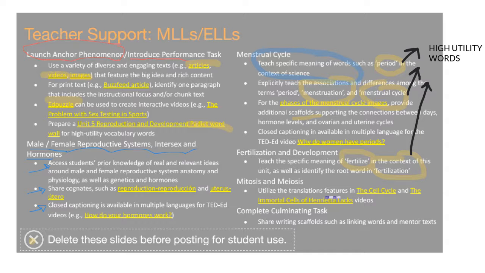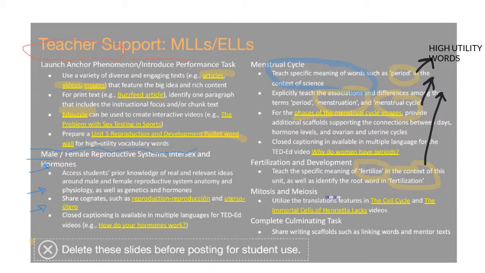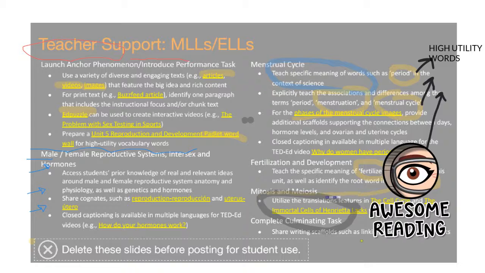You can also use different scaffolds and always make sure that you're connecting the topic to the real world. In this case, connecting the topic to the immortal cells of Henrietta Lacks, I'm sure that that's going to spark a lot of great discussions in your classroom, not only about genetics, but also about racial injustice.